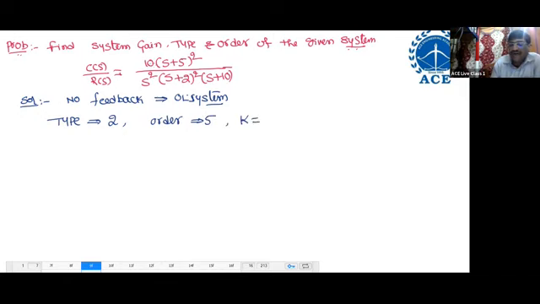Okay. Numerator constant: 10 into 5 square, divided by 2 square into 10. Numerator constant by denominator constant. 10, 10 cancel, so 25 by 4. The system gain, I think, you will get 6.25. Even if you convert into time constant form, you will get 6.25 only. Like this you have to get the system gain.